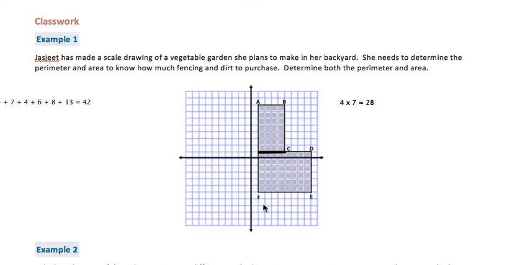Our bottom rectangle has a base of 8 and a height of 6. So our bottom rectangle's area will be 8 times 6, or 48 square units. And so the total area of the garden will be 76 square units.